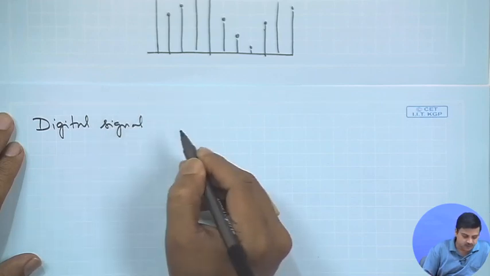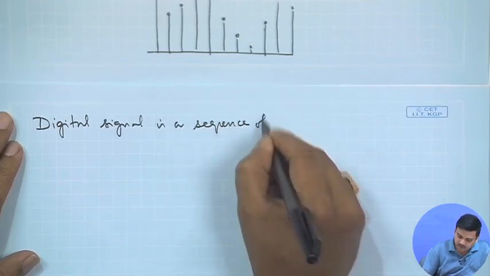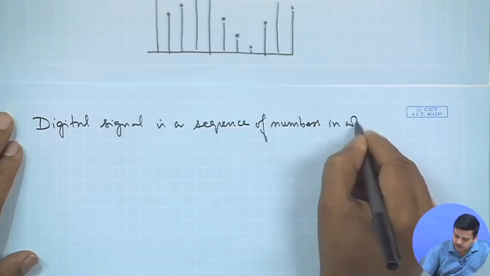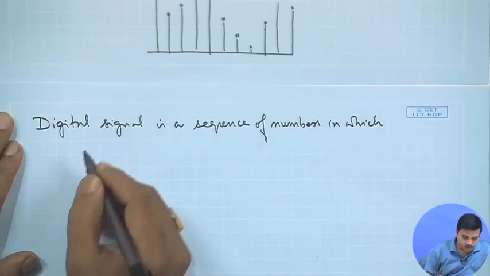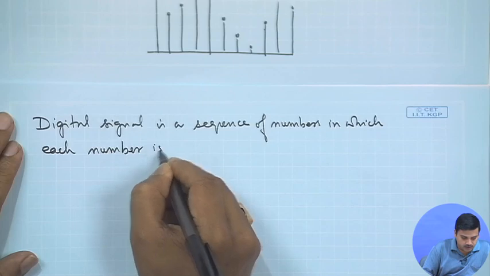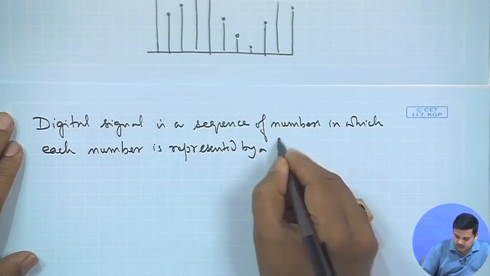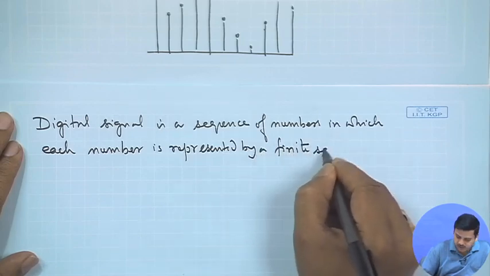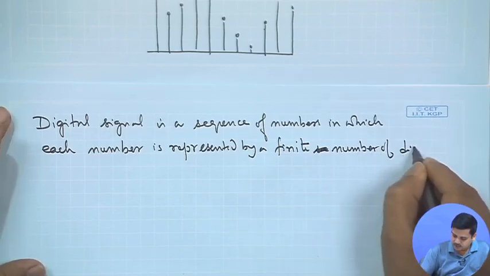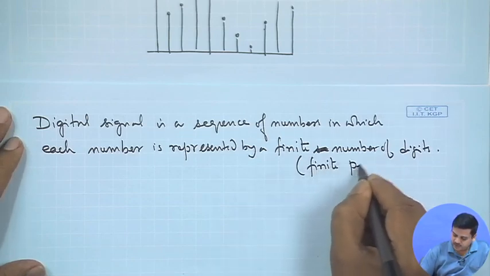So, what is meant by a digital signal? A digital signal, you can define it as a sequence of numbers in which each number is represented by a finite number of digits. That is, you are talking about finite precision.